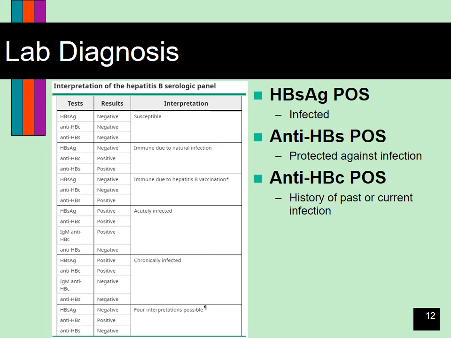A positive or reactive hepatitis B core antibody test indicates a past or current hepatitis B infection. The core antibody does not provide any protection against the hepatitis B virus, unlike the surface antibody described above. This test can only be fully understood by knowing the results of the first 2 tests.